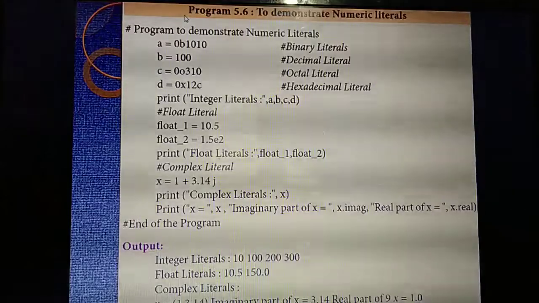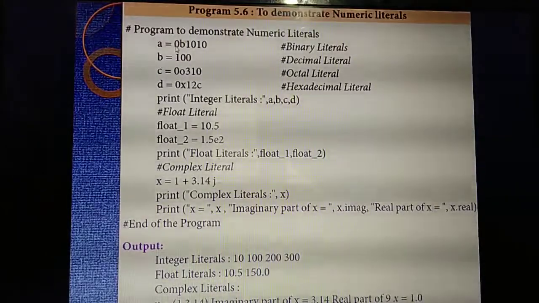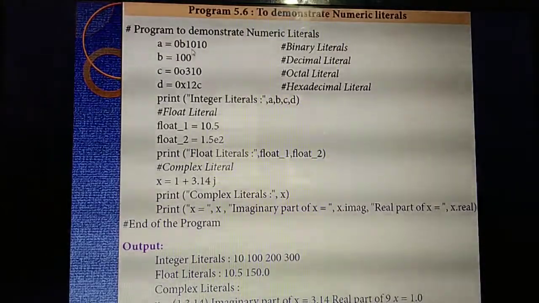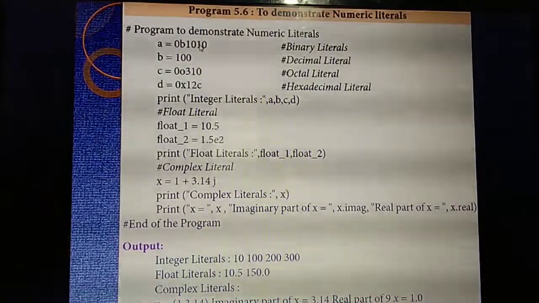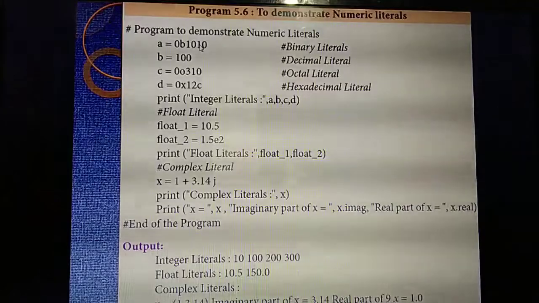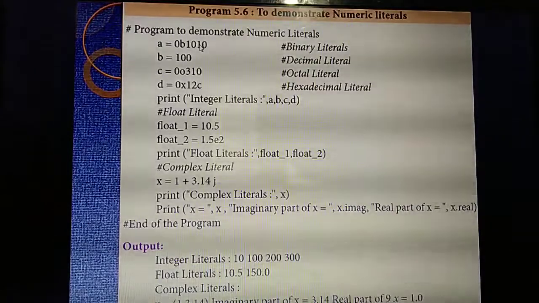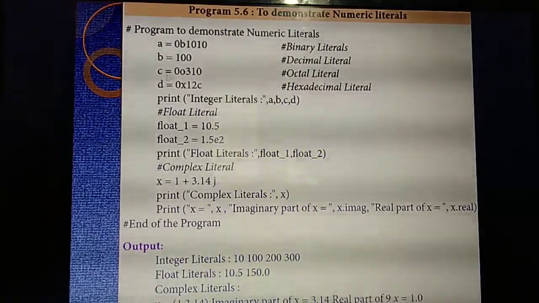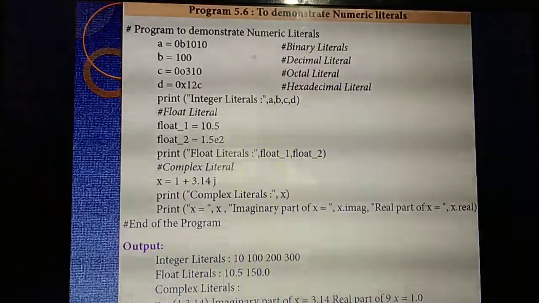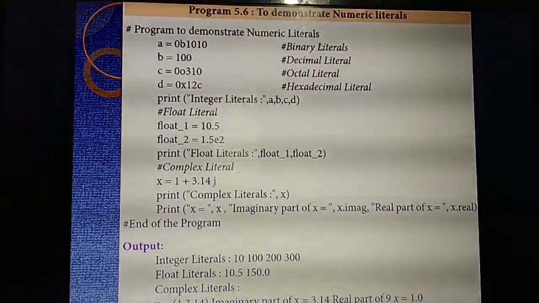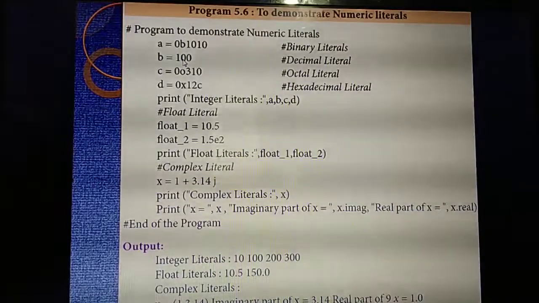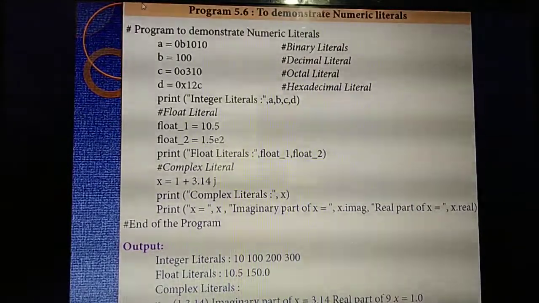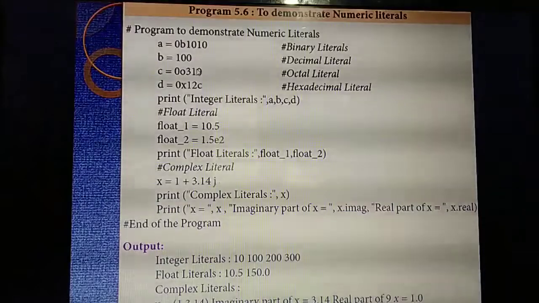Listen carefully. A equal to 0B10, that means ones and zeros. Ones and zeros mean what? Binary number. That is called binary literals. The value of A is 1, 0. So they have given binary literals. Next one, B equal to 100. That is a normal value, called decimal. Normal numbers we call decimal numbers. So decimal literal.